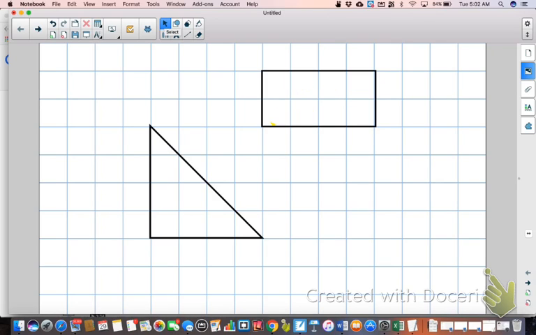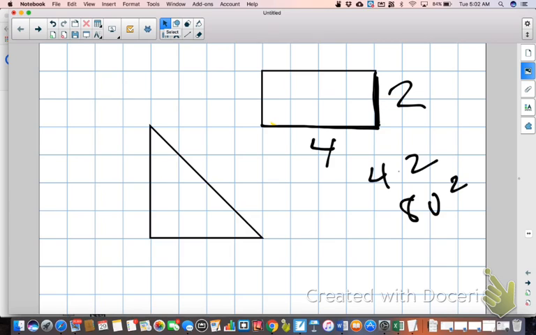And the shortcut is that we multiply the base, so how wide it is across the bottom. In this case, it's 4 units. The base times the height. So we do 4 times 2 and get 8. So this would be 8 units squared.